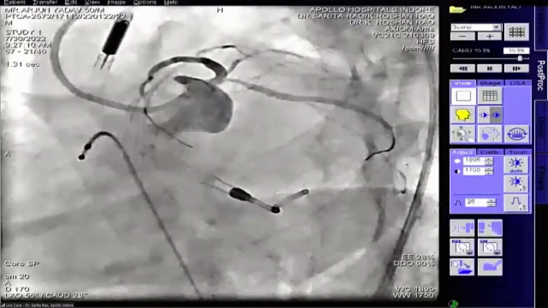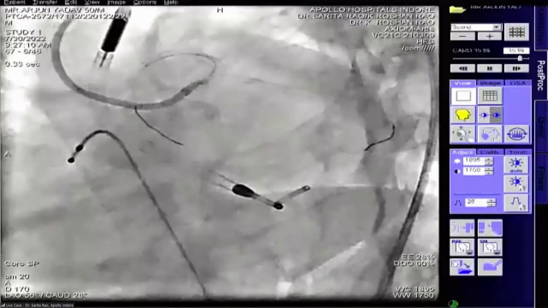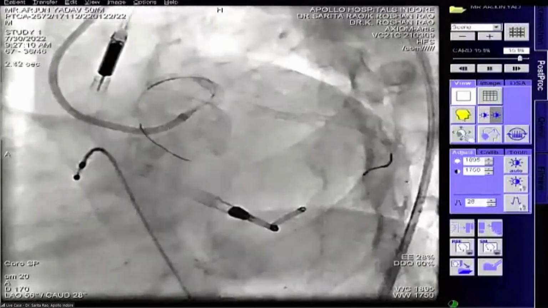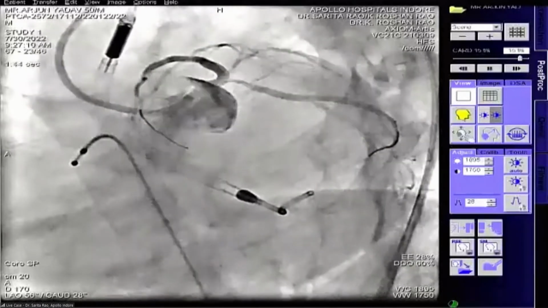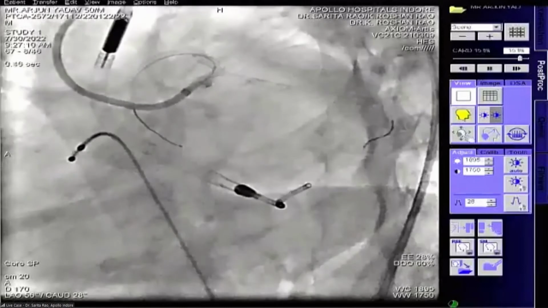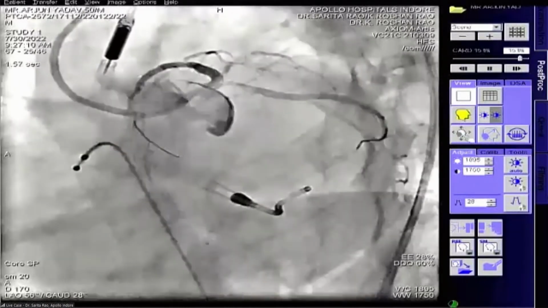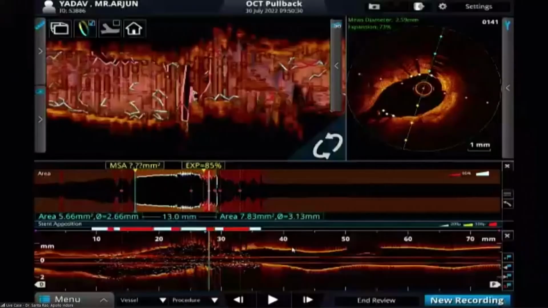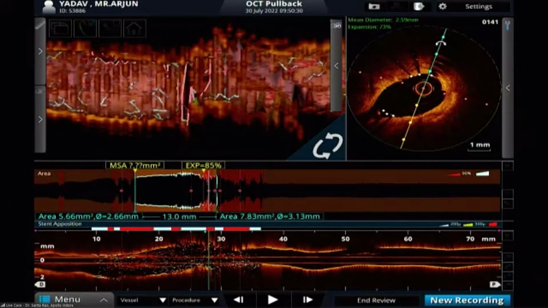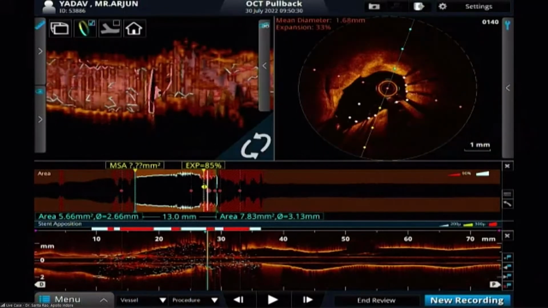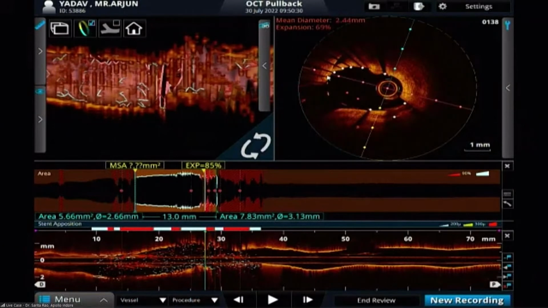Now we had to evaluate the ostium of the circumflex. It's flowing well, but we wanted to evaluate it. We were having some interference in our IVUS machine, so we took in the OCT. Next, please. Next. So this was the OCT run. The stent was well apposed.